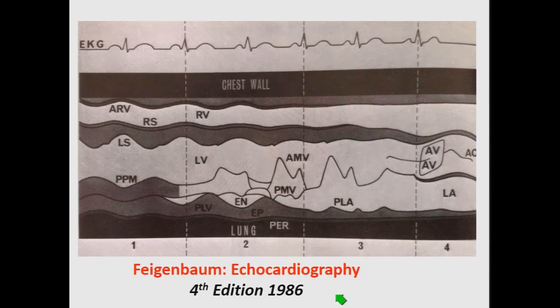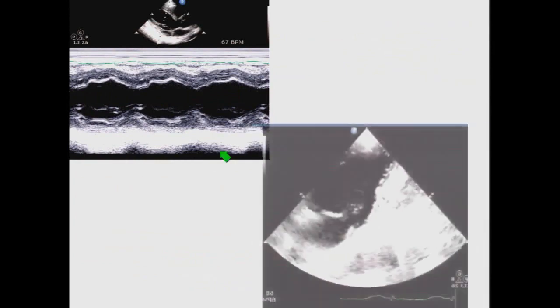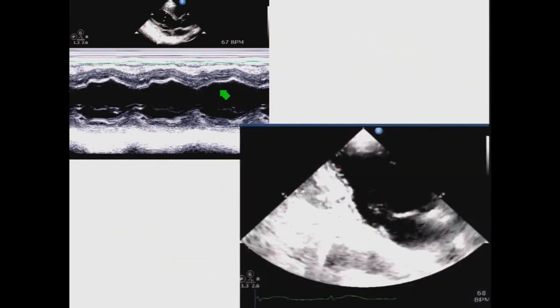I'm going to just go through each one of these. But first I want to show you why we don't rely on M-mode echocardiography. Here's a nice M-mode through the base of the left ventricle showing you contraction. This slide is not in your handout. I just made it up a couple days ago.